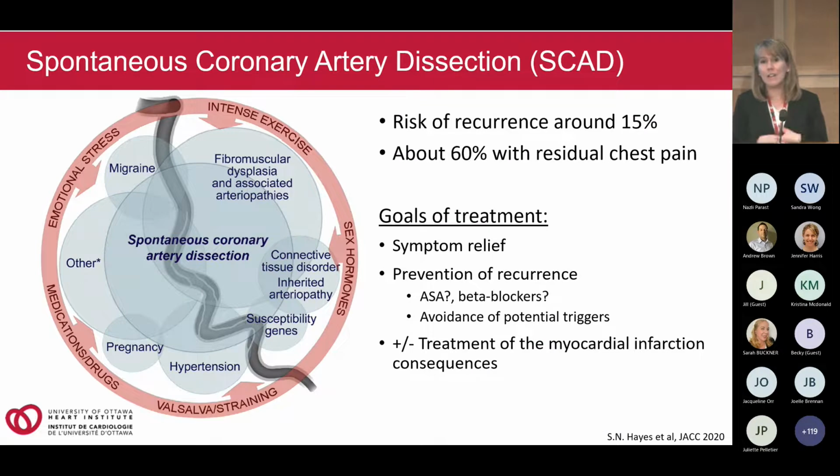We unfortunately are not able to predict at this moment who will go on to develop a SCAD and who won't. We've identified certain risk factors such as hypertension, pregnancy, fibromuscular dysplasia, which is a weakness inside the artery wall, and we've also identified triggers that can lead to the occurrence of SCAD, such as very intense physical exercise or intense emotional stress.